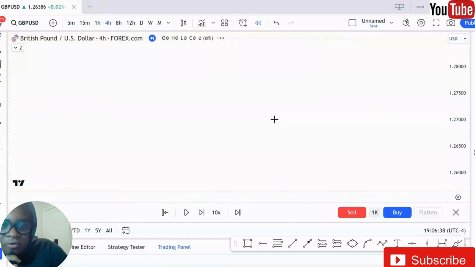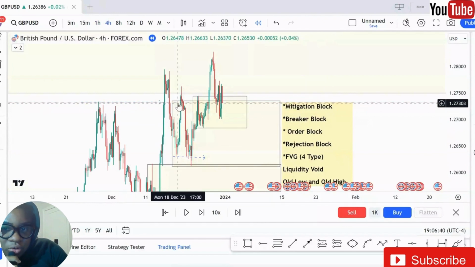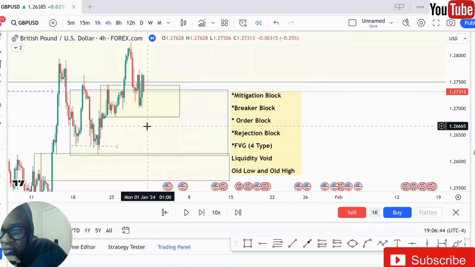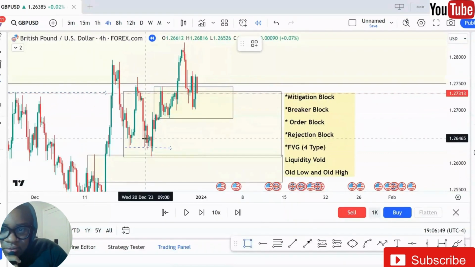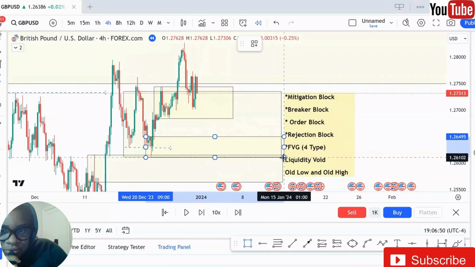Okay, I'm so sorry. On 4 hours, is there a mitigation block? We have one here. Is there a breaker? I'm not seeing any breaker block here. Is there an order block? Yes, it's an order block, the last candle before the impulse move. These are points for markets to react.